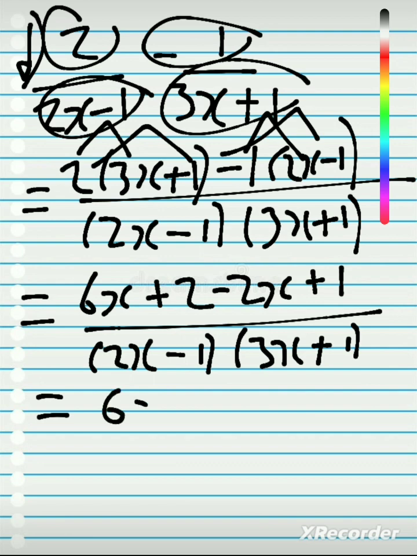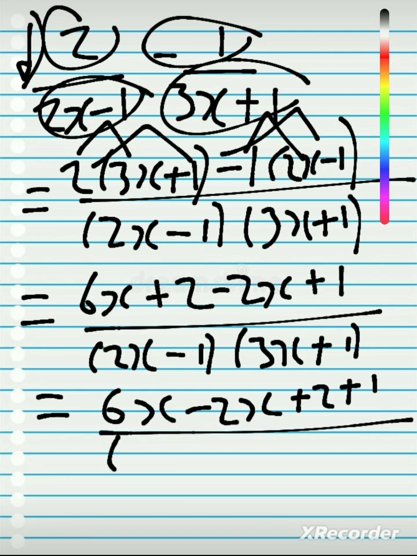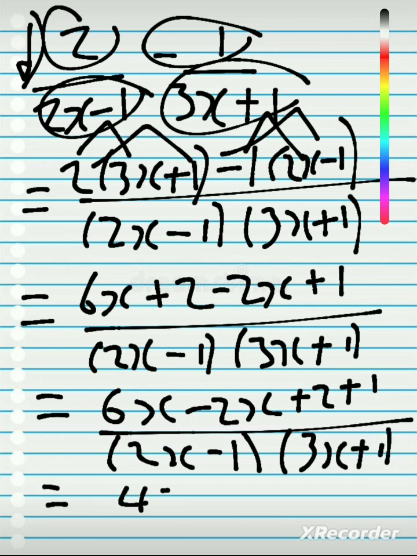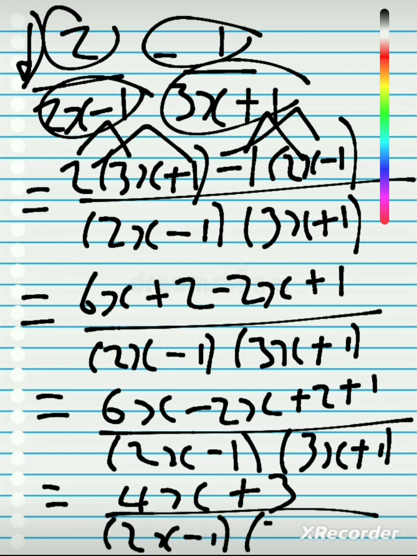So like terms together, 6x minus 2x plus 2 plus 1 over 2x minus 1, 3x plus 1. Okay, so 6x minus 2x is 4x, 2 plus 1 is 3 over 2x minus 1, 3x plus 1. So this is our answer.